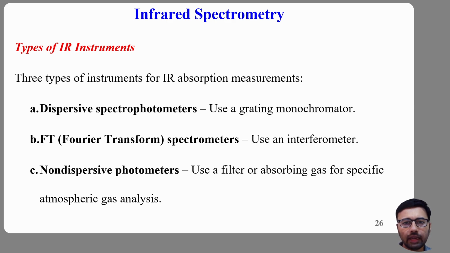The third category includes non-dispersive infrared photometers. These instruments use specific filters or absorbing gases to detect selected wavelengths. They are commonly used in dedicated gas analysis systems, for example, carbon dioxide monitoring, carbon monoxide detectors, and atmospheric gas sensing systems. Today, our focus will be on the revolutionary shift from dispersive IR spectroscopy to Fourier Transform infrared spectroscopy. Let us understand why FTIR technology completely transformed infrared spectroscopy.